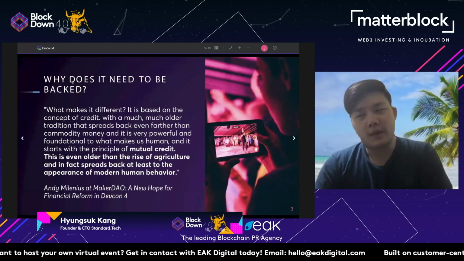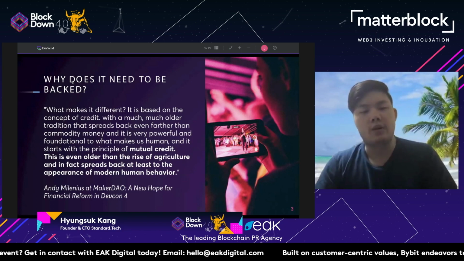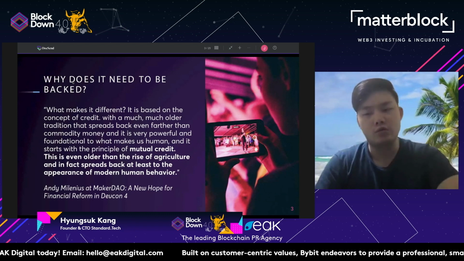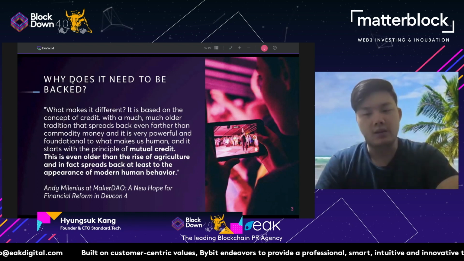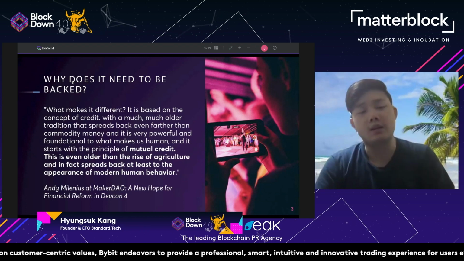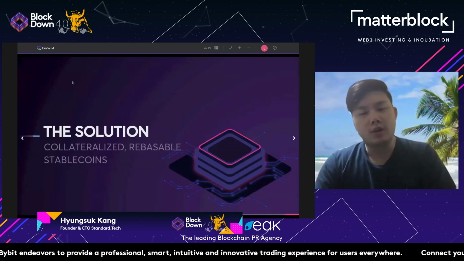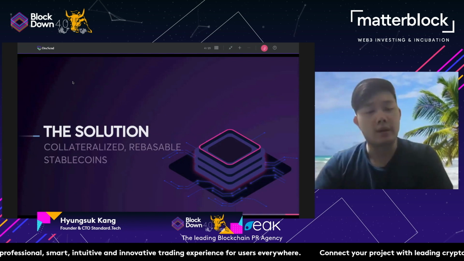For an algorithmic stablecoin, there has to be collateral to maintain the dollar peg, since otherwise it just takes on risk and is based on mutual trust, as the MD Millennials say in DEF CON 4. So that's for that. What we try to bring with our stablecoin is a collateralized rebasable stablecoin.